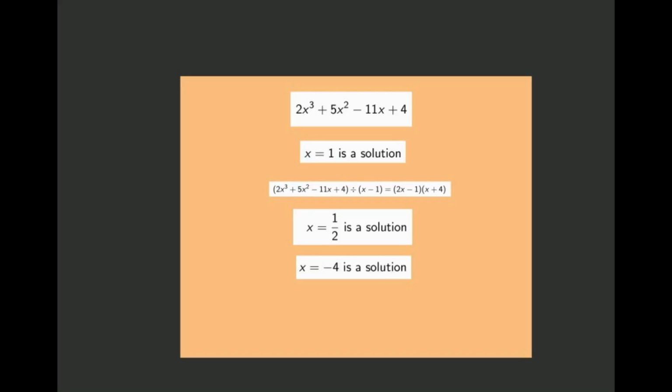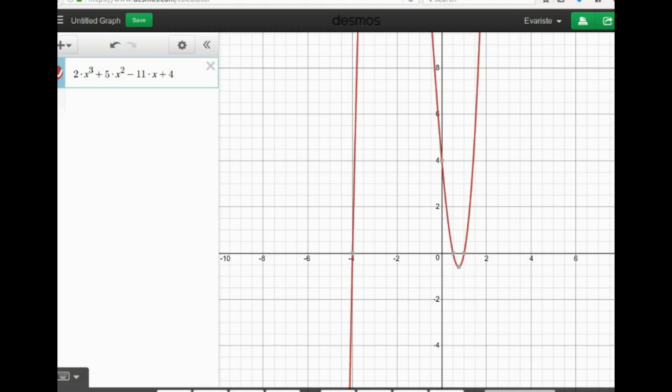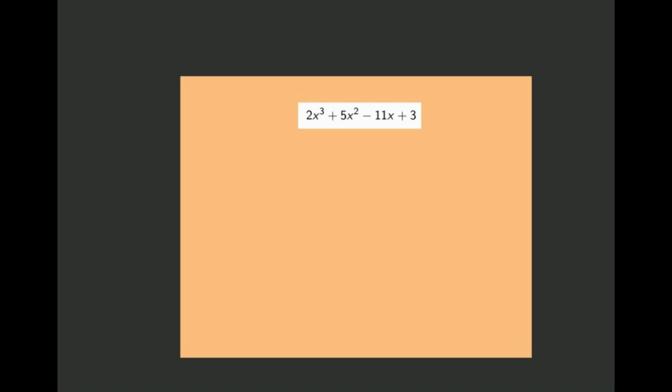But what happens if we take this polynomial and change it just a little bit? Look at the graph here, and we're going to just change it by a touch, which makes the solutions, however, much harder to find. So here's what we've done. Instead of the plus 4, we've changed that to a plus 3 at the end, just the very last coefficient. And that already makes it very difficult to find x-intercepts unless you use Newton's method.